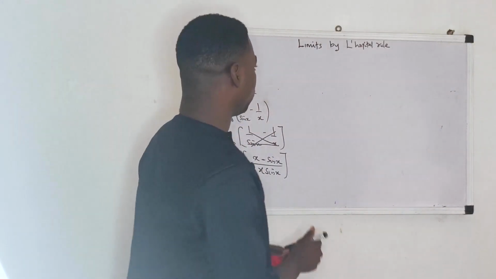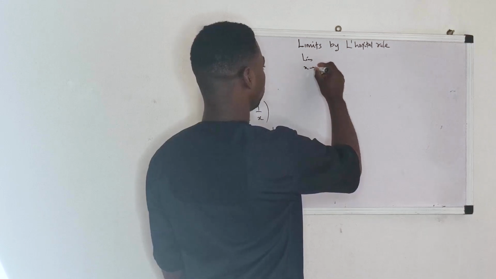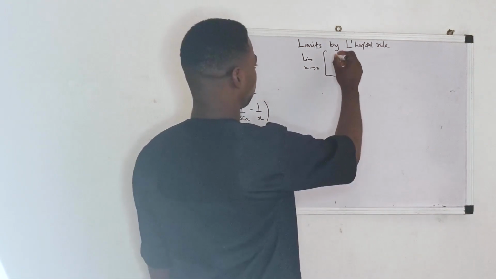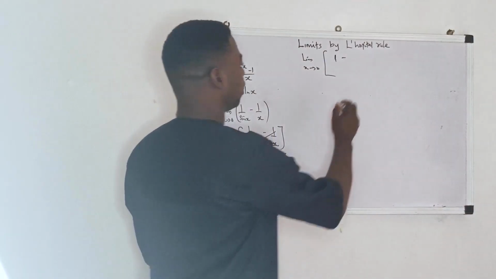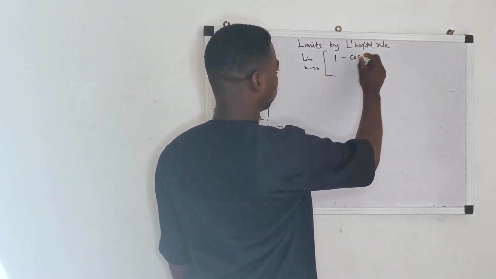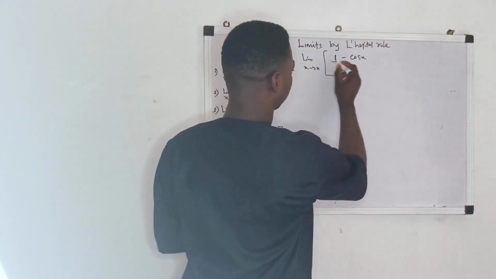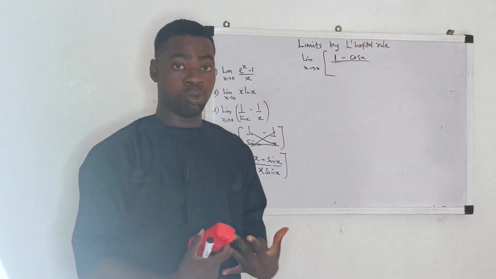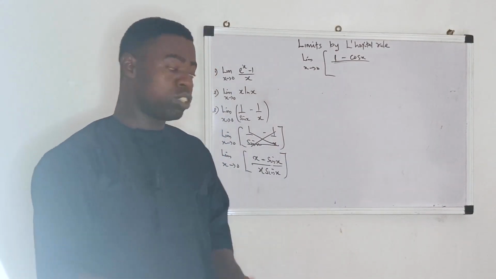So differentiating my numerator, this will give me the limit as x approaches 0. If I differentiate x, I'll get 1 minus, if I differentiate sine, I'll get cos x, all divided by, to differentiate x sine x, it's a product. So you're going to differentiate that using the product rule.